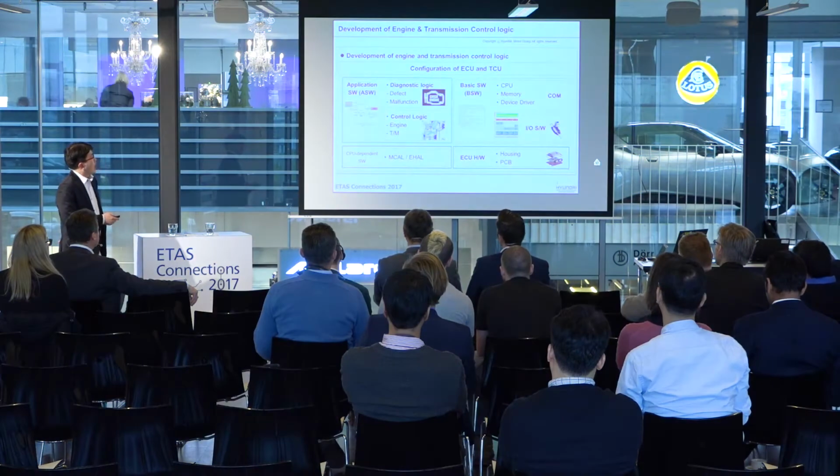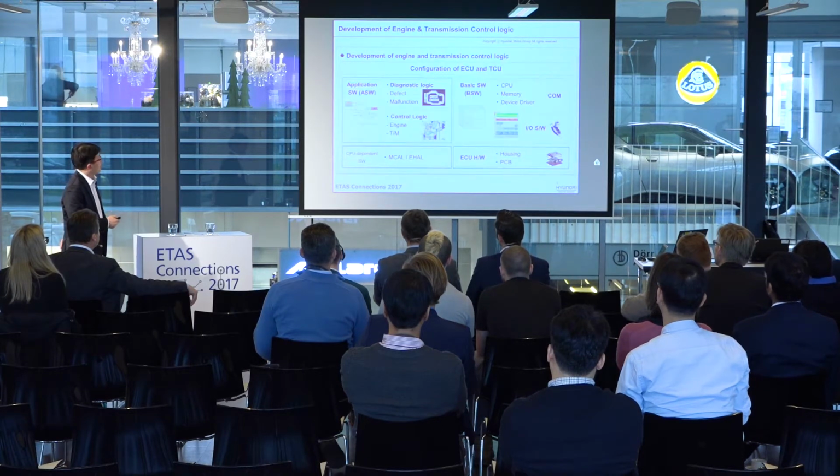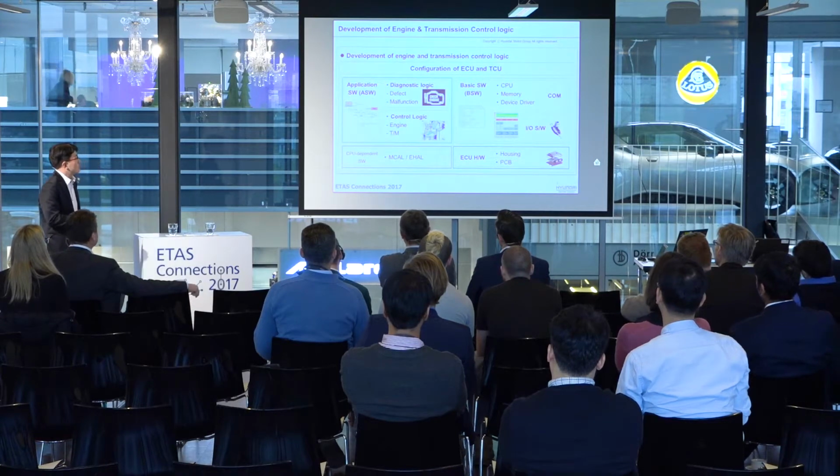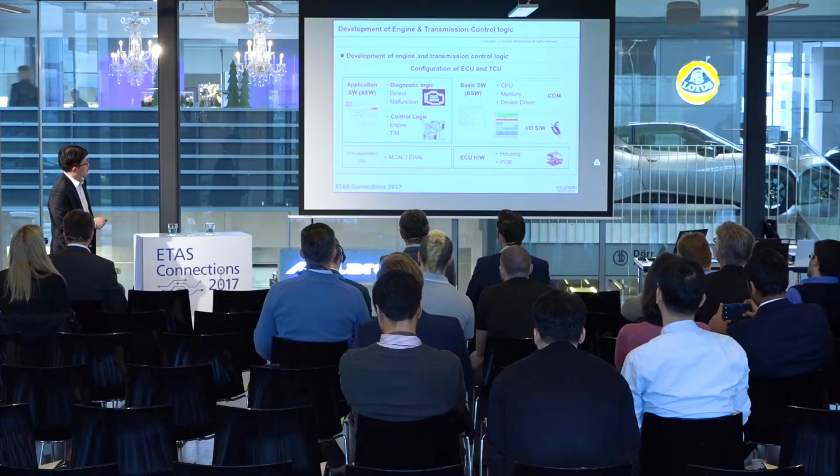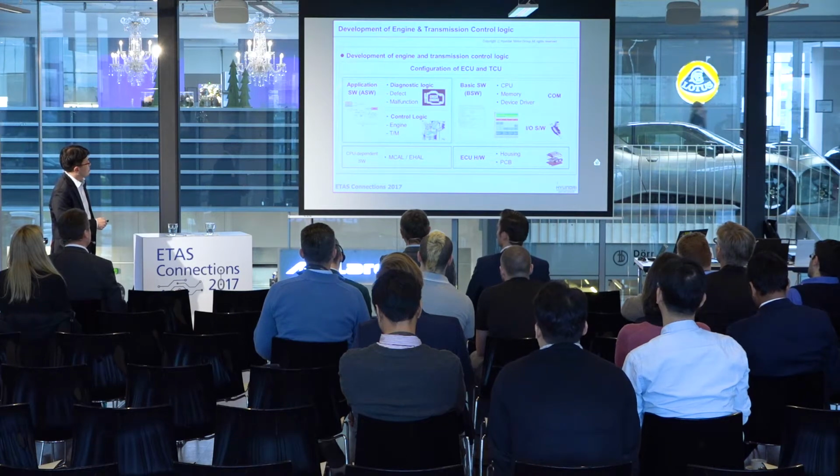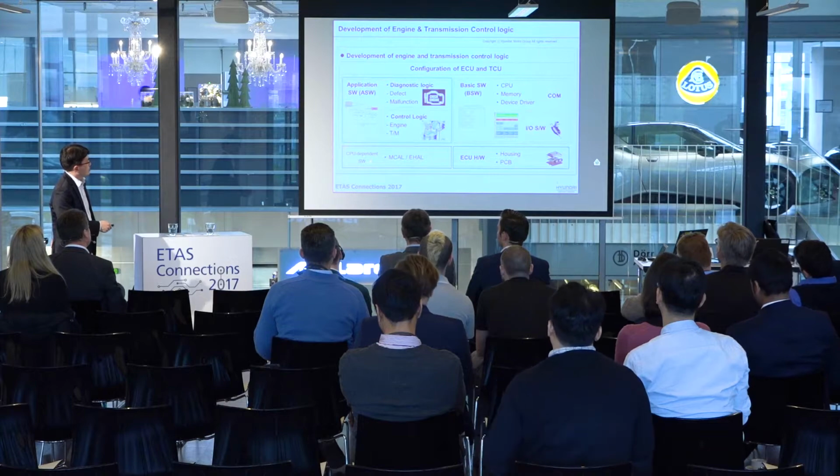And next, our team is developing engine and transmission control logic. The structure of the ECU and TCU is described as below. It can be classified into 4 types. The first, application software, the basic software, CPU-dependent software, and ECU hardware.